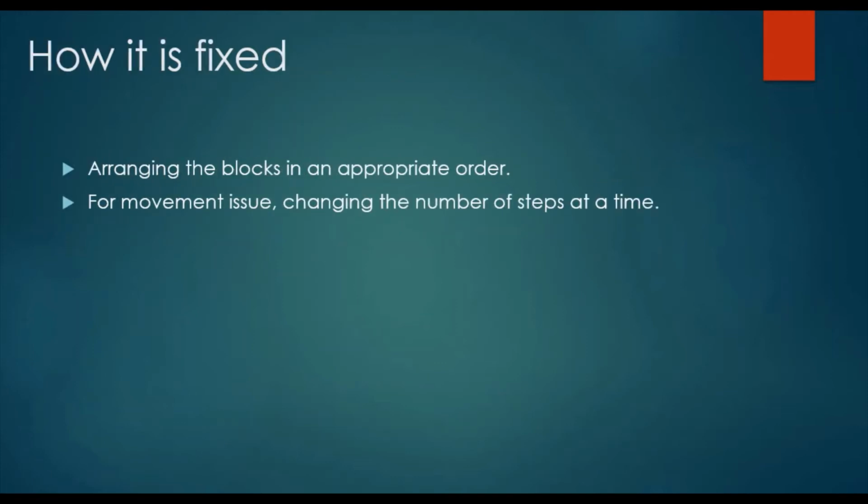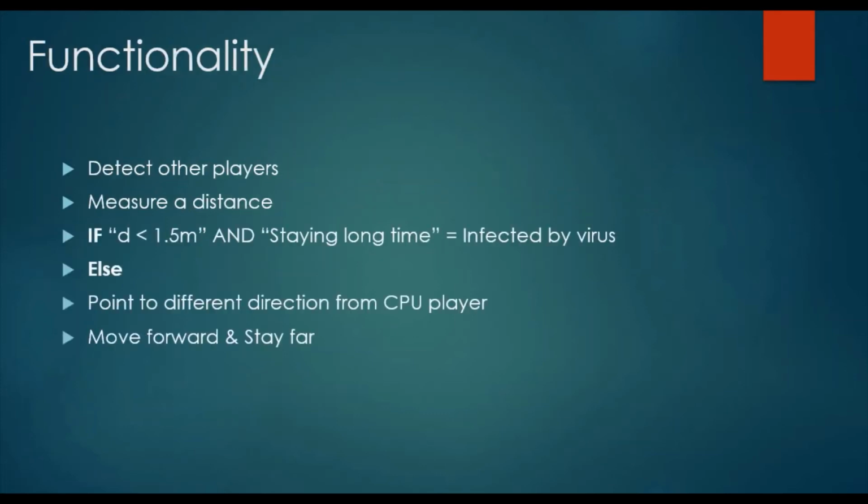How is it fixed? It is fixed by arranging the blocks in an appropriate order. And for the movement issue, by changing the number of steps at a time. If we increase the number of steps at a time, then a player will run fast, and if we decrease the number of steps at a time, the player will run slow.